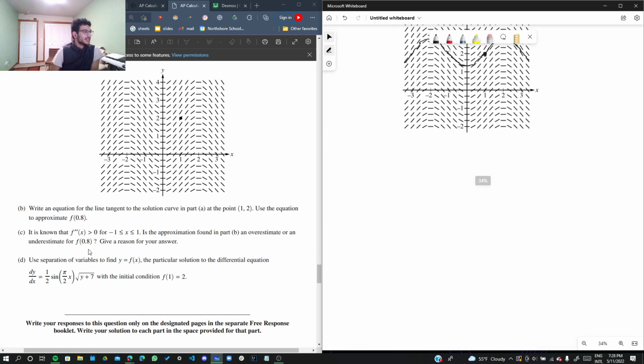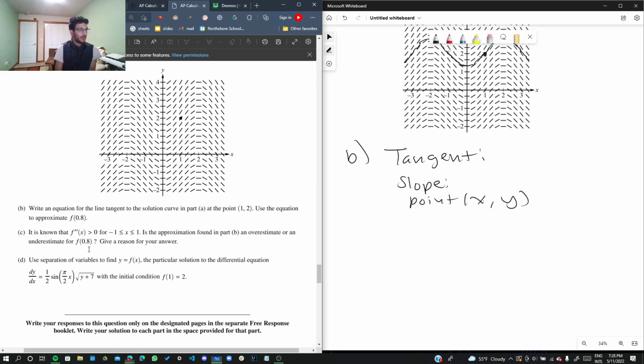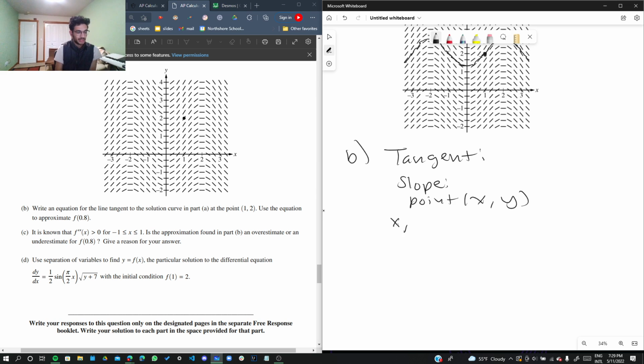Anyways, write an equation for the line tangent to the solution curve. Okay, so for tangent lines, you need the following: you need the slope, and then you need the point, the x, y coordinates. So at 1 comma 2, the x coordinate and the y coordinate are just 1 and 2. And then the slope we find from dy/dx. Then we put this all into the slope-point formula right here.